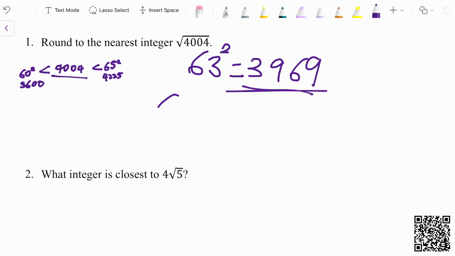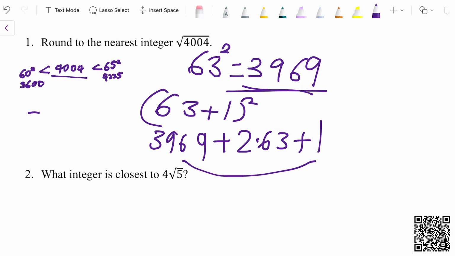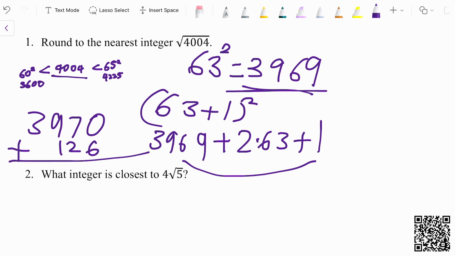So we can use the same formula that I have shown in quite a couple previous videos, where 64 squared is equivalent to 63 squared, plus 2 times 63, plus 1. And here, if we add the 1 over here right now, 3970 plus 2 63s, which is equivalent to 126, we add it all up.